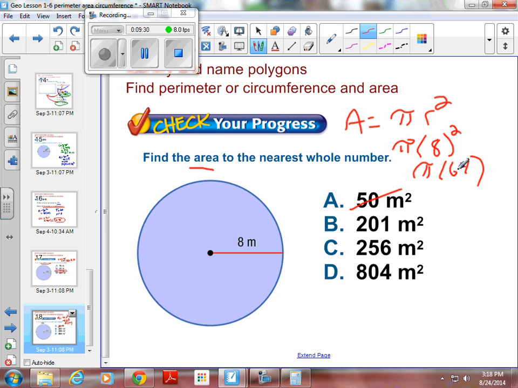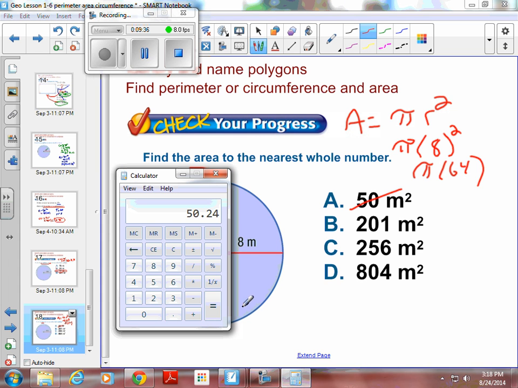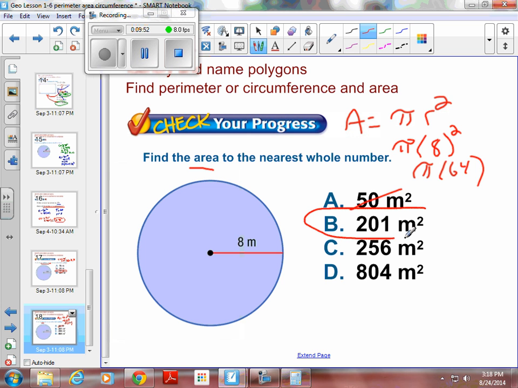And hopefully you know 3 times 64 is probably not some of these other ones. Grab your calculator though. So it's 64 times 3.14. Again, that's an approximation, not an actual answer. And you get 200.96, which is very close to B on this one.